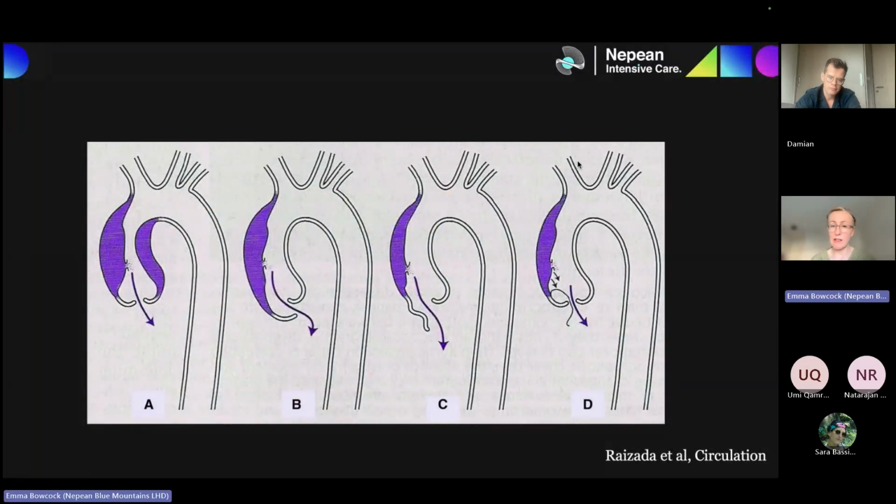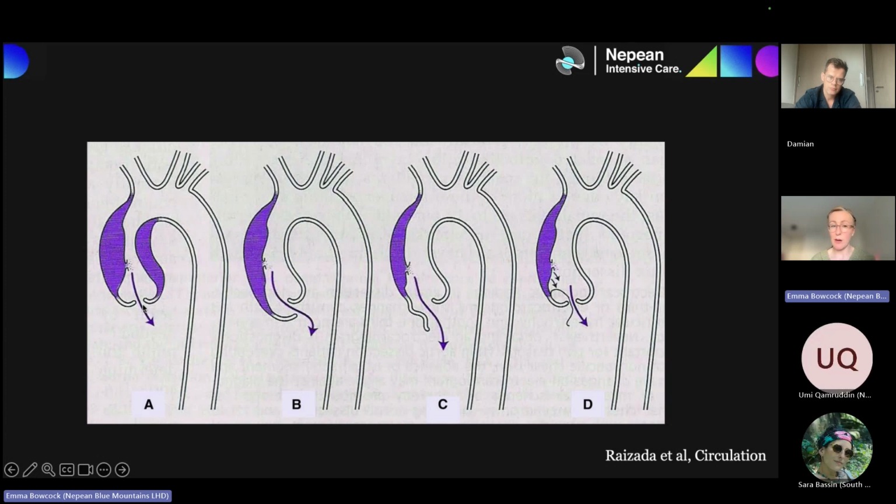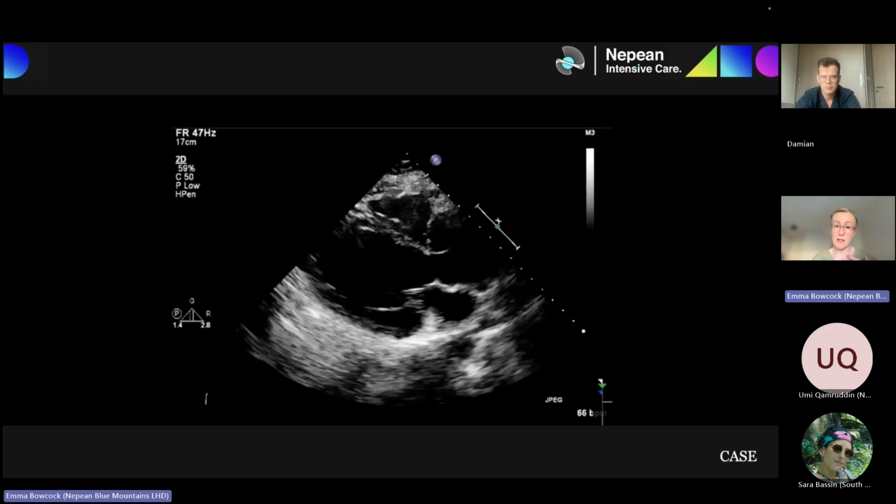With dissection, these are the different ways that you can get AR. You can just dilate up your root, so you get a failure of coaptation because the big blood-filled lumen stretches the annulus, or you can get prolapse of one of the leaflets, or flail of one of the leaflets, or a bit of the material from the flap and intima can protrude through as well. All of these lead to the AR that we sometimes see in type A dissections.